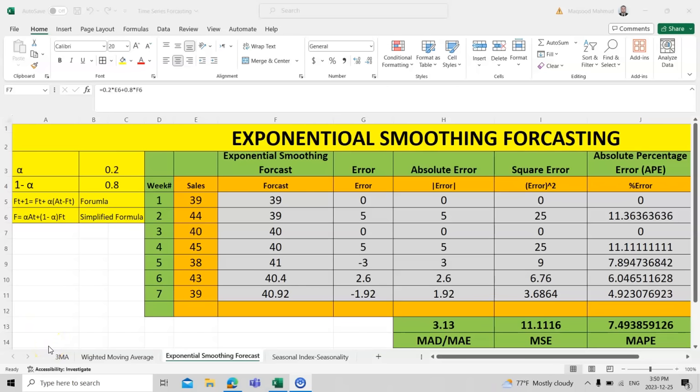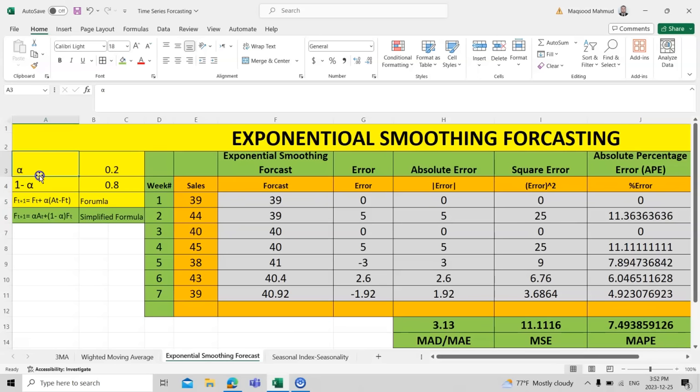Dear students, today we will check how we can find the exponential smoothing forecast. This method is a bit different from the previous moving average method because we use a formula here. In this formula, we find the next forecast value from the previous actual value and the forecast value.